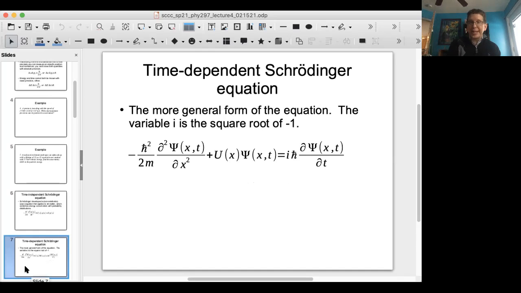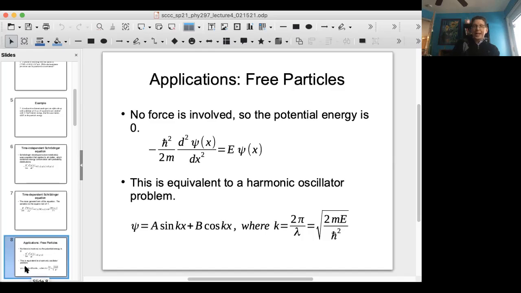So you have a time independent version and a time dependent version. We're going to focus on solutions to the time independent version. And so we start with free particles, meaning there's no potential energy. So you get this differential equation, and this is readily solvable. It's equal to a times the sine of kx plus b times the cosine of kx, where k is equal to 2 pi over lambda. That goes back to physics 3. But from the Schrödinger equation, it's also equal to the square root of 2 times the mass times the total energy, which in this case is equivalent to the kinetic energy, divided by h bar squared. And again, we're assuming non-relativistic.